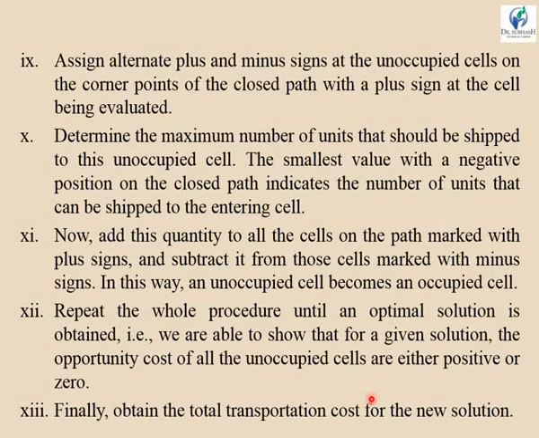You will have to stop the procedure only and only if all the unoccupied cells have positive or 0 values. Then you have reached the optimal solution, and then you will have to stop the iteration process. So this is all about the steps used to solve the MODI method, that is the modified distribution method, which is used to obtain the optimal solution.